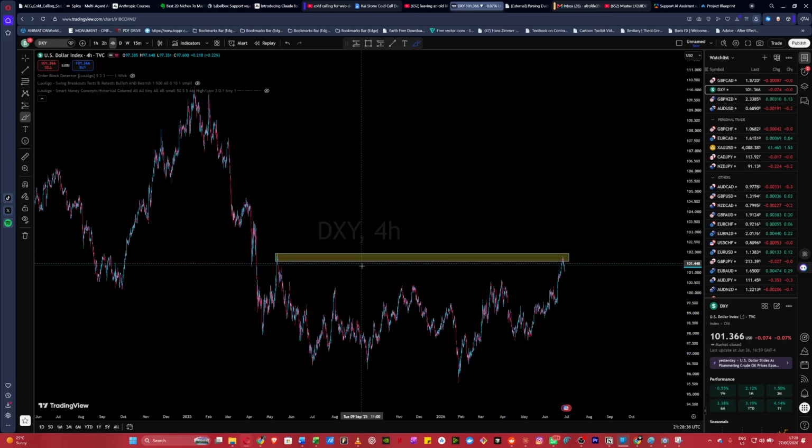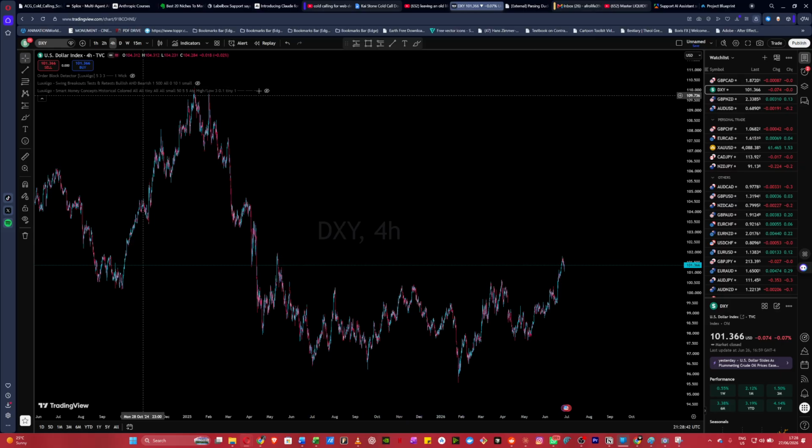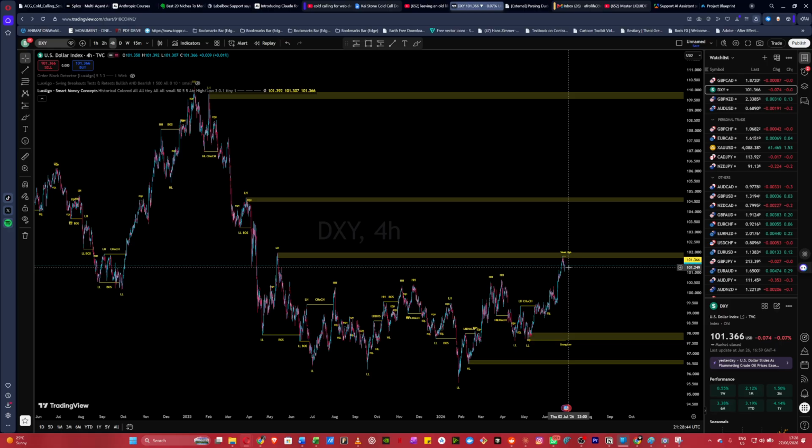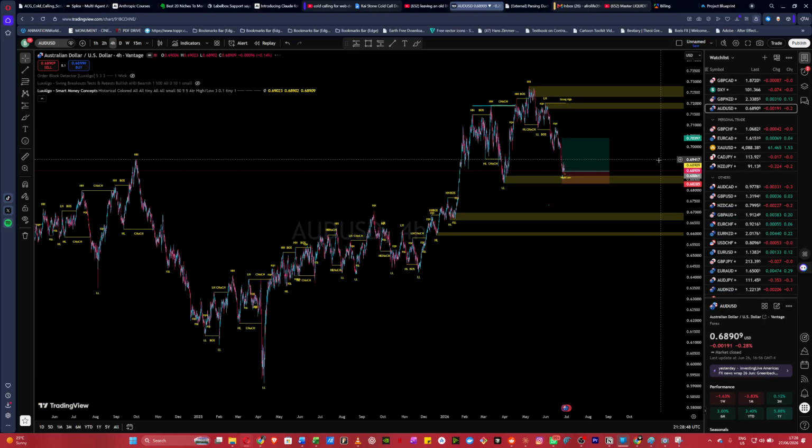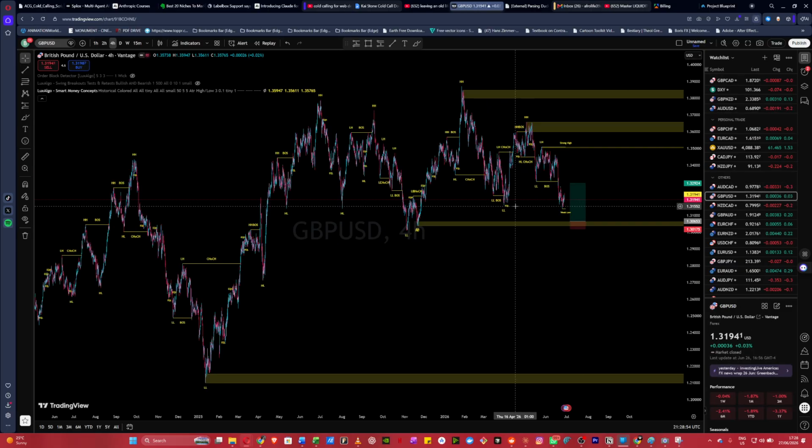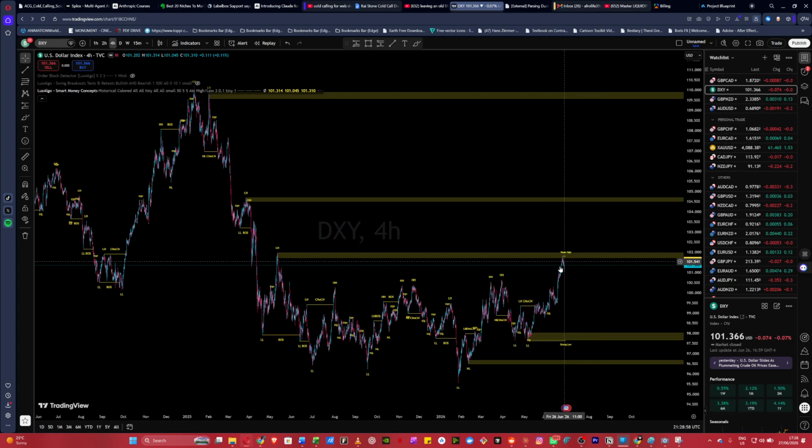So DXY is going to react at this level, right? So when DXY sells, right, the pairs against the USD, the bar, right? So USD is at the major level. GBP USD, I don't know, right? I'm just following the DXY. Not just following, this is just another confirmation for me, right?